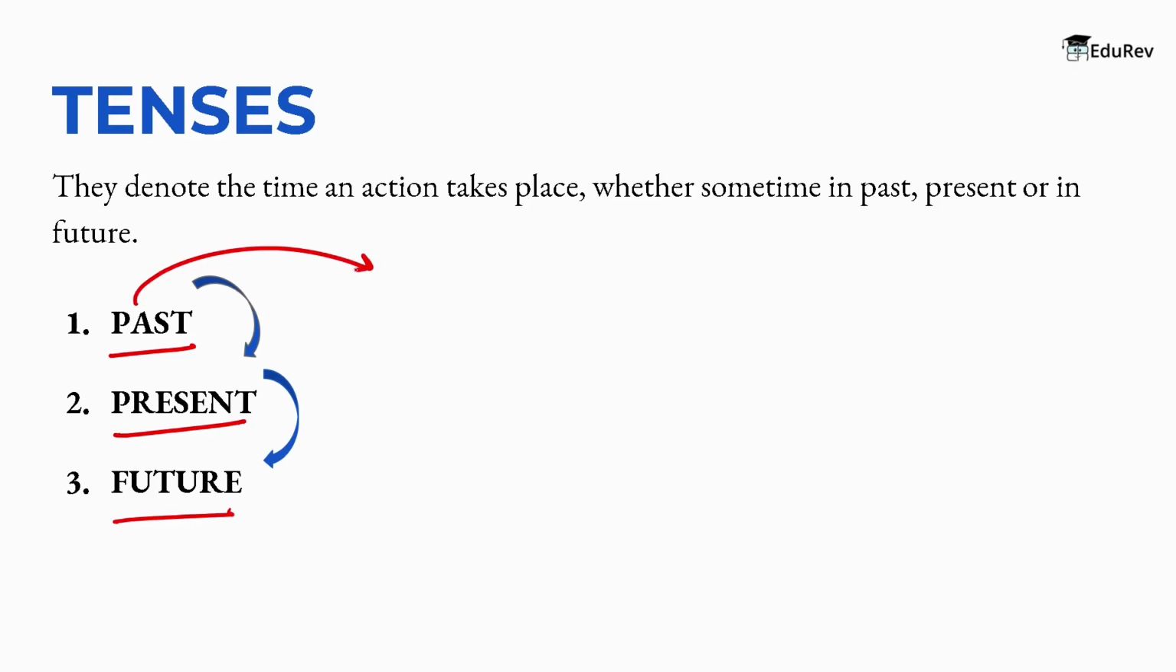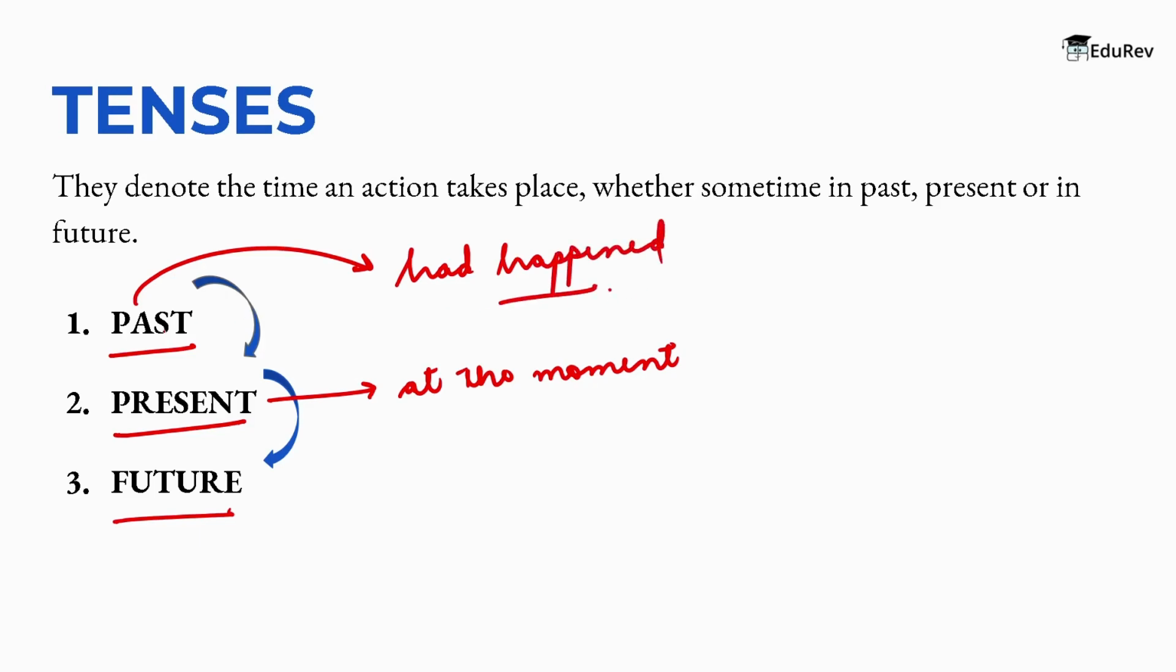Now, past tense tells me about what has happened, okay? That means something that is in my past. Present is going to tell me what is happening at the moment. Past was, had happened. So basically the past tense tells us what had already happened. The present is telling me what is happening at the present moment. And the future tells me what will happen.